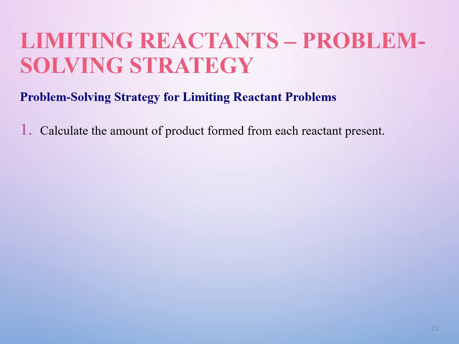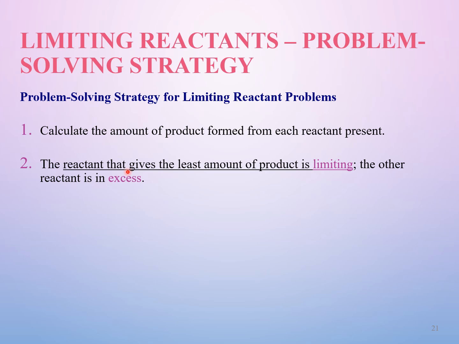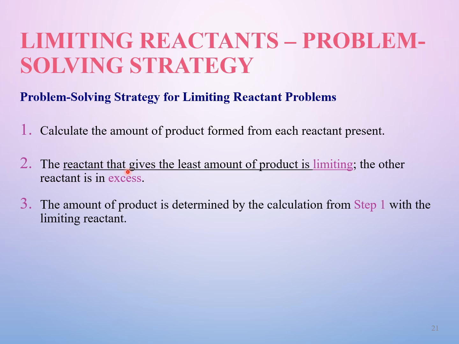So a quick recap here. First thing you do is you always take how much product you can make from each reactant, just to see how much you can potentially make. Remember, we can only make as much as the smallest amount possible because we run out of stuff after that. So the reactant that gives the least amount of product is the limiting reactant, and the other reactants are going to be excess reactant.